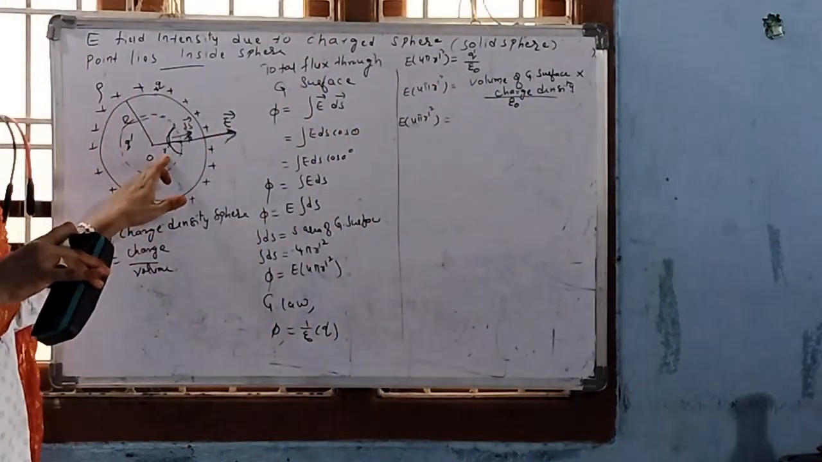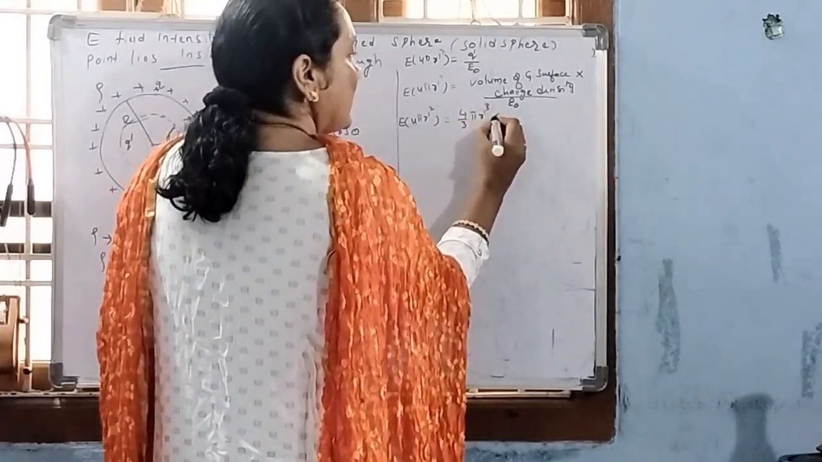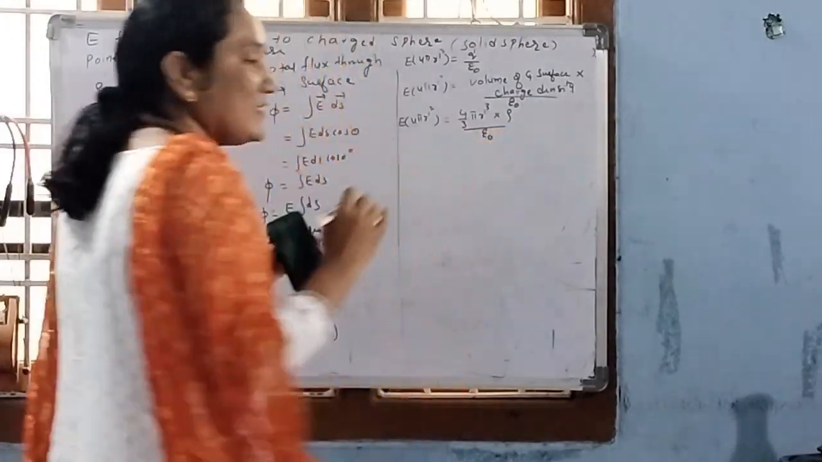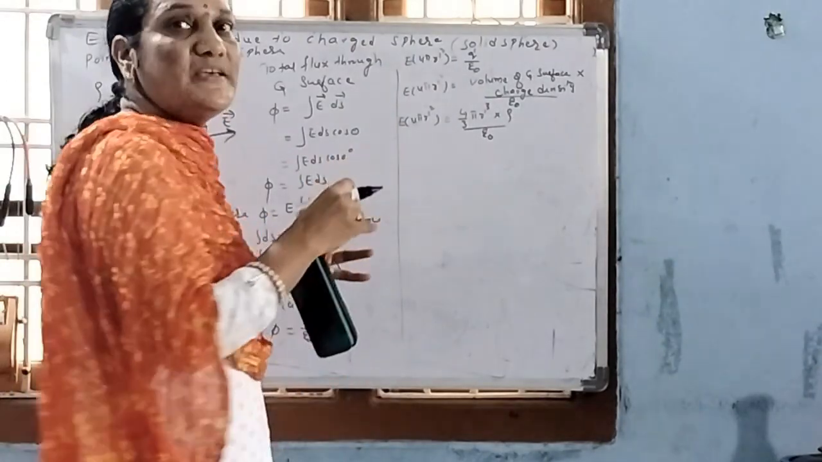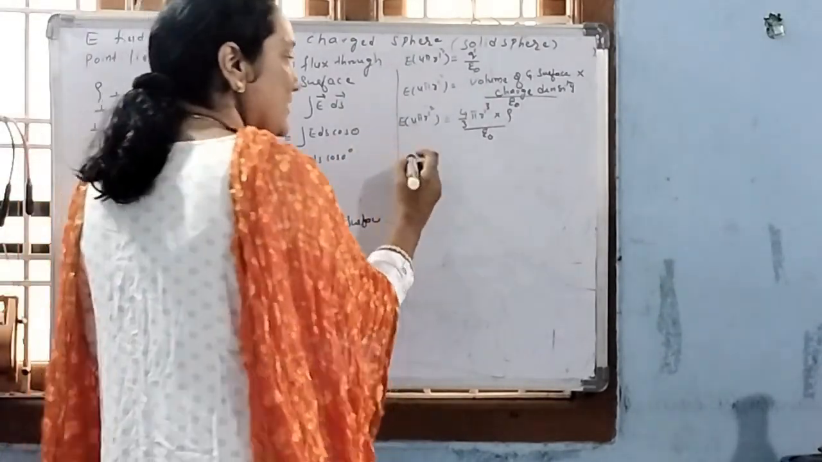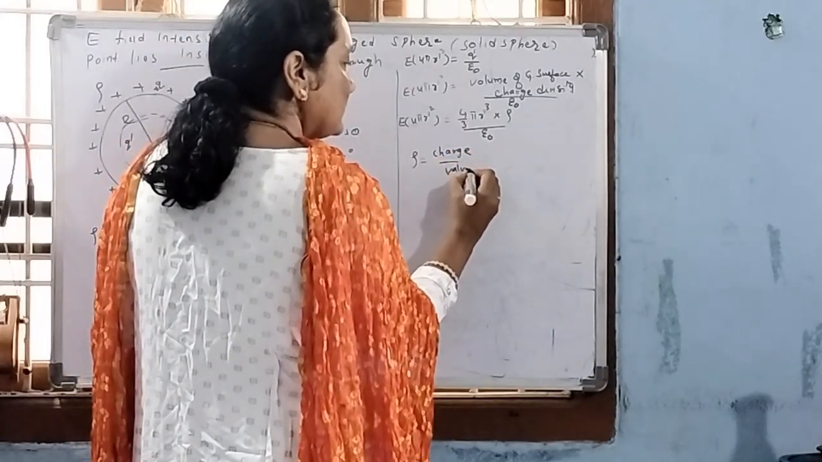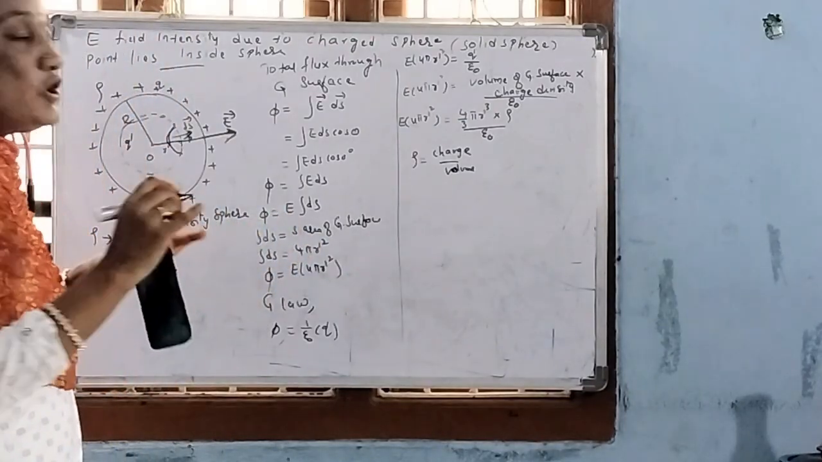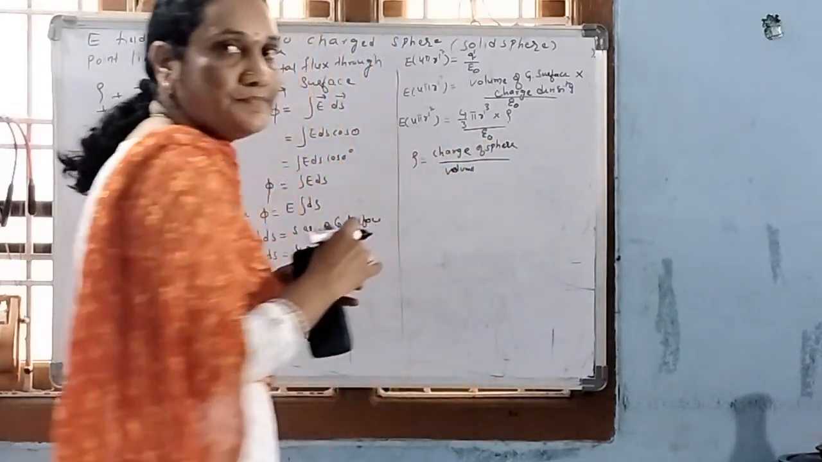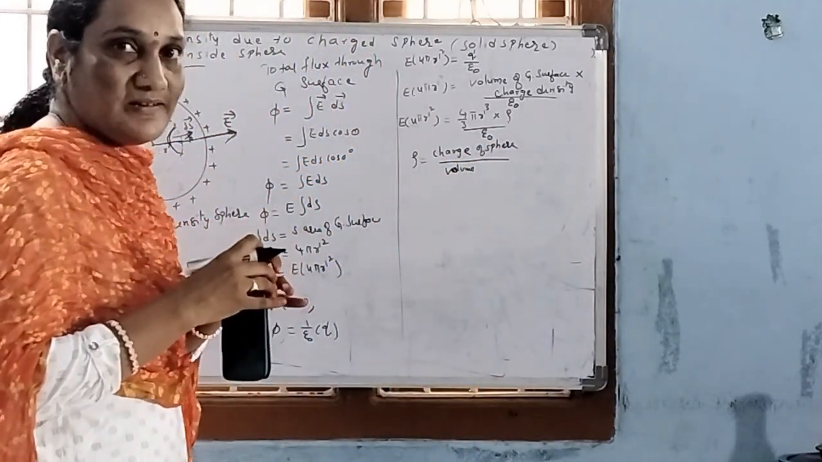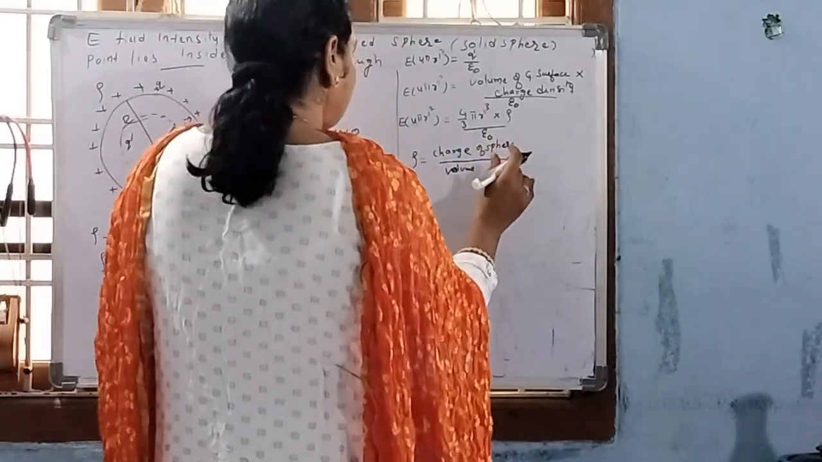R dash is the radius we are saying. So volume will be 4 by 3 pi r dash cube into rho by epsilon naught. Rho is the charge density. Now, what will be the rho? Separately here I am writing rho, nothing but charge by volume we said. The charge of sphere by volume. Why I wrote sphere?